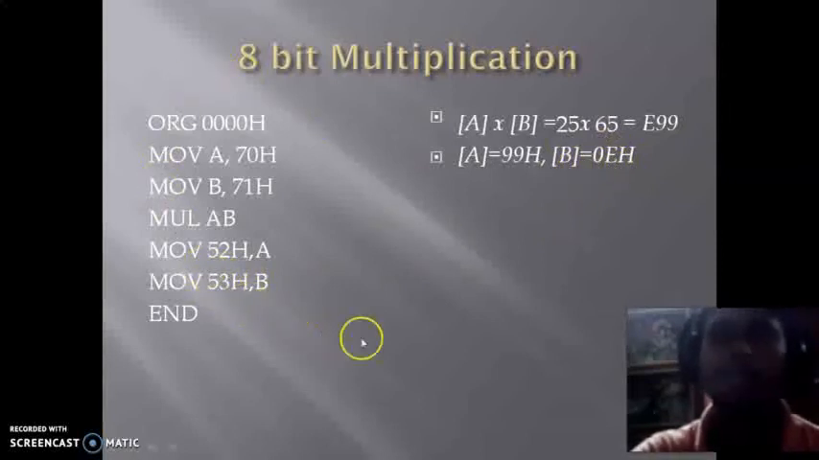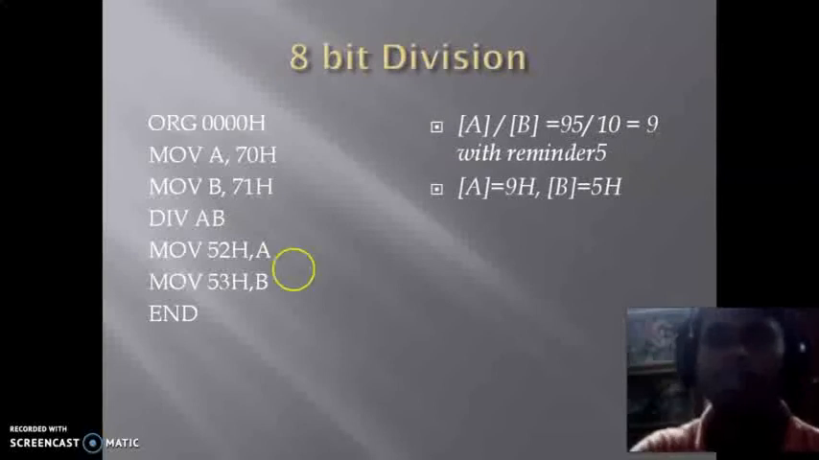So that is two 8-bit multiplications that can be done by using the 8051 microcontroller. Next, 8-bit division. Here the starting address is 0000H, and the content of 70 will be stored into A, and the content of 71 will be stored into B.